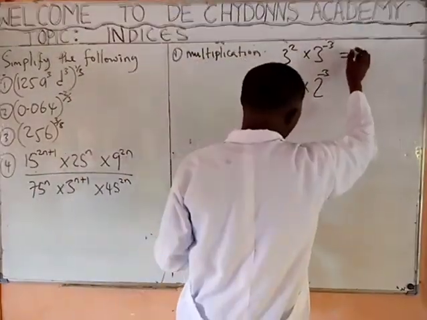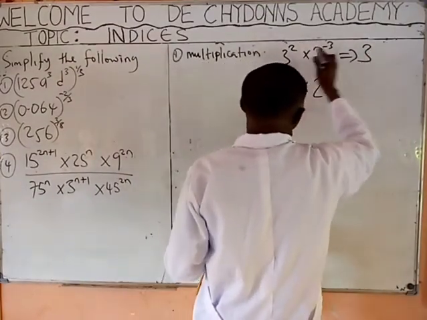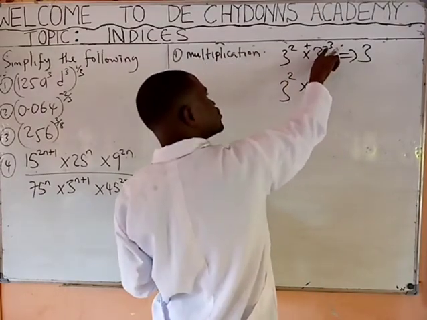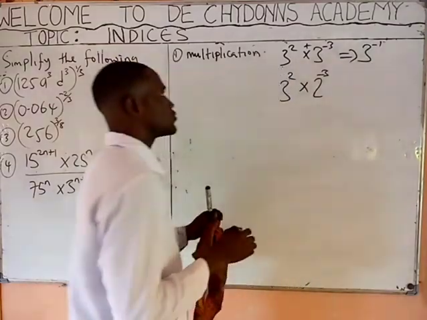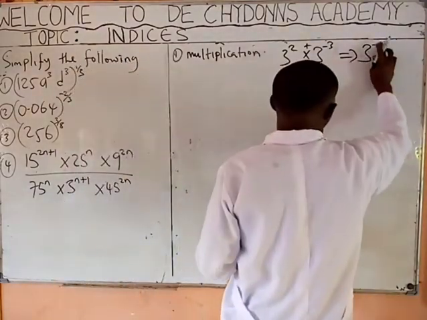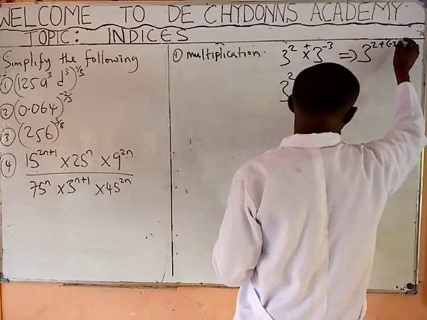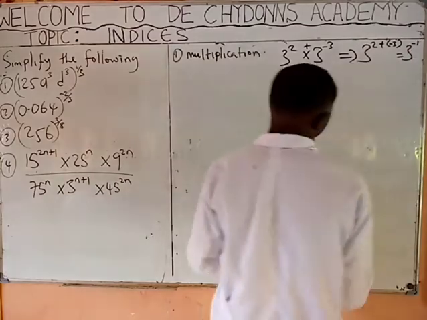Then, how do you apply it? Take their common base, 3. Add their power. Plus times minus is minus. So 2 minus 3 will give you minus 1. So we add the power by saying 2 plus minus 3. That will be giving us 3 raised to the power of minus 1.